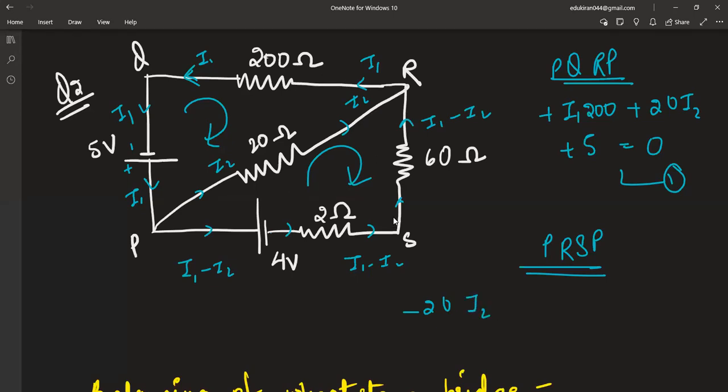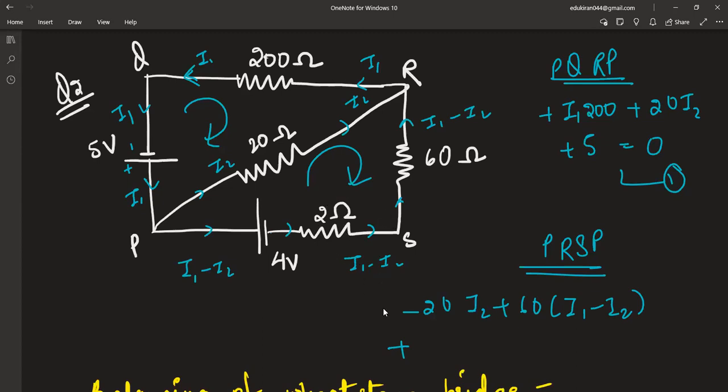Coming here, opposite to the direction of current. Current is moving like this, I am coming like this. Yes, this is how I am coming. So this will be positive, plus 60 into I1 minus I2. Then here, again we are in the opposite direction. Current is moving towards the right, we are moving towards the left. So what will be the sign convention? Plus, because we are moving opposite.